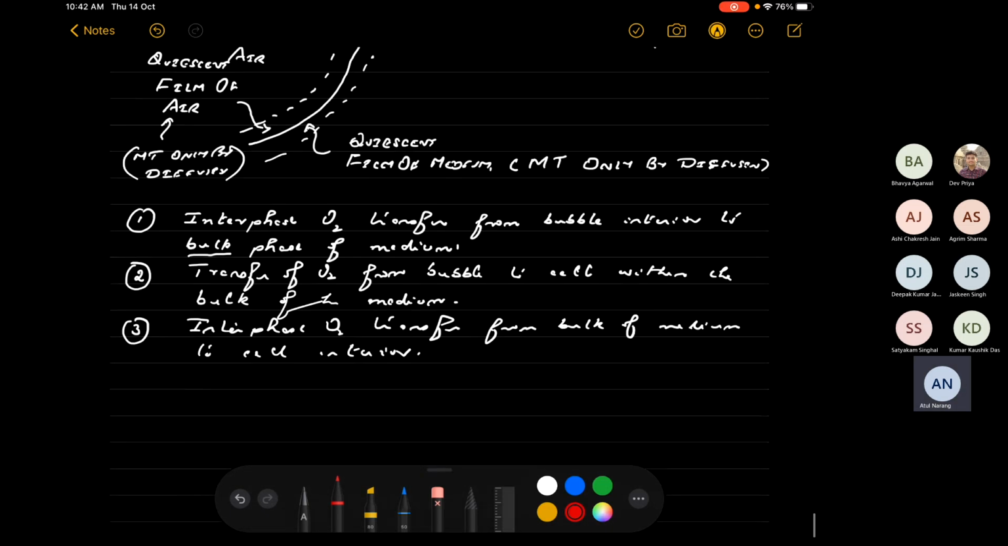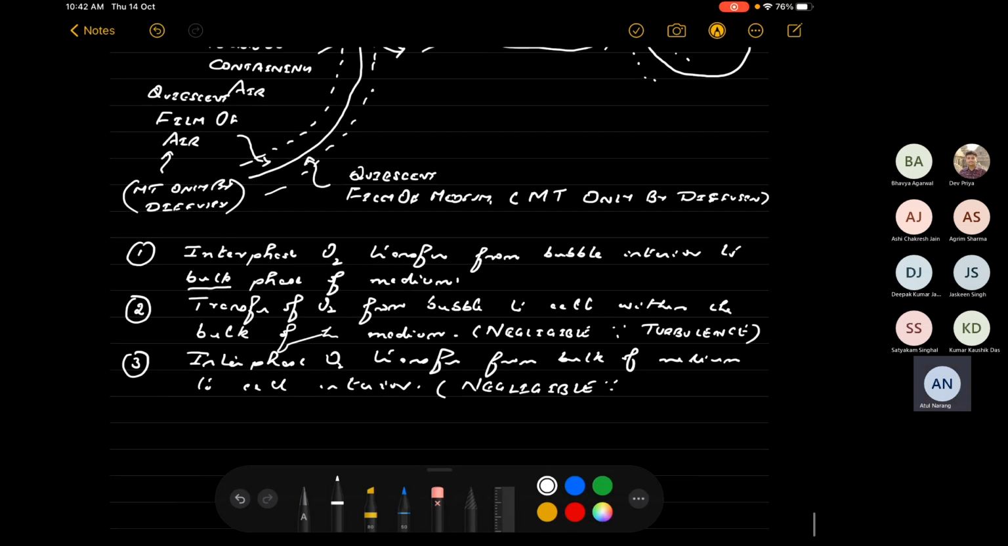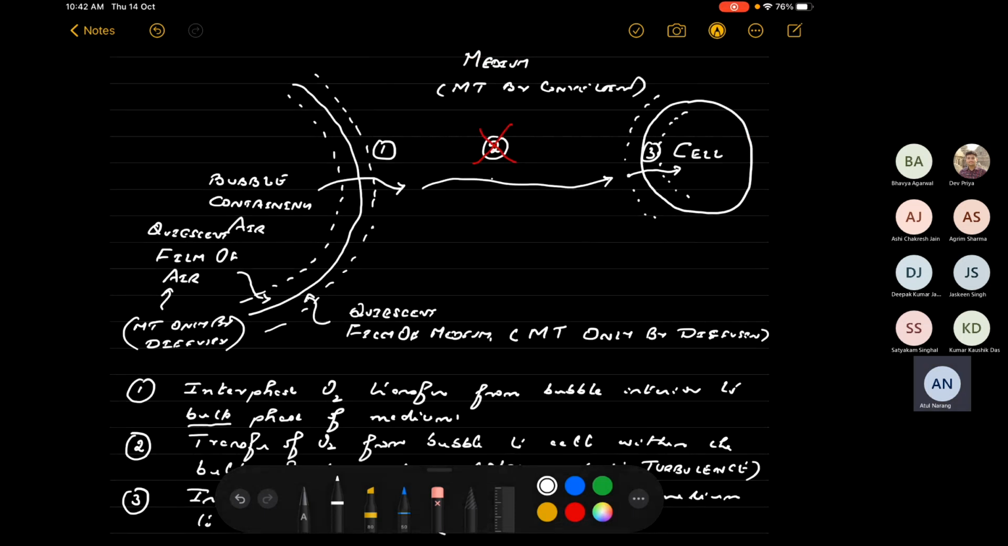So this is negligible, we're going to neglect it. This is negligible because of turbulence. Now, this is also negligible. Can anybody guess why? So this is the mass transfer from the bulk to the cell, which is also negligible.